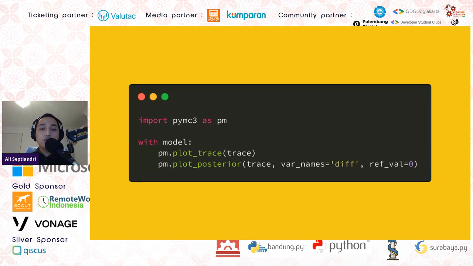You'll get those nice plots with just these two lines. The first one is for the trace plots, which I showed you earlier, and the second one is for the posterior plot, the later one.